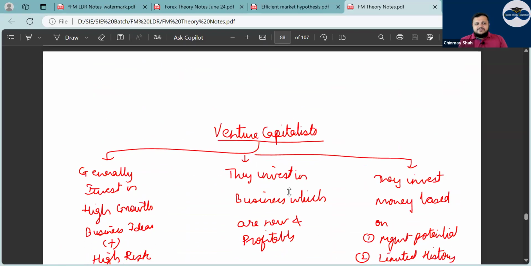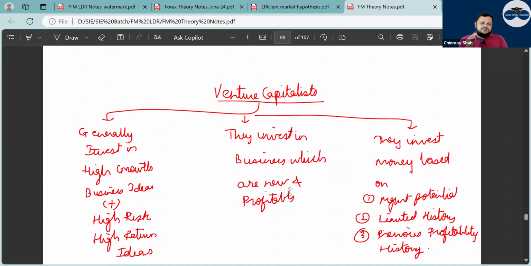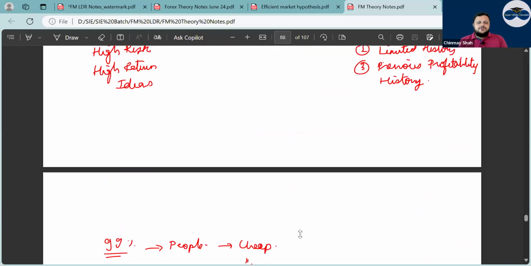Venture capitalists generally invest in what? High growth business ideas, which have very high risk and they expect very high return. They invest in businesses which are new and profitable. They invest based on management's potential, limited history that they have, and previous profitability history is not known.